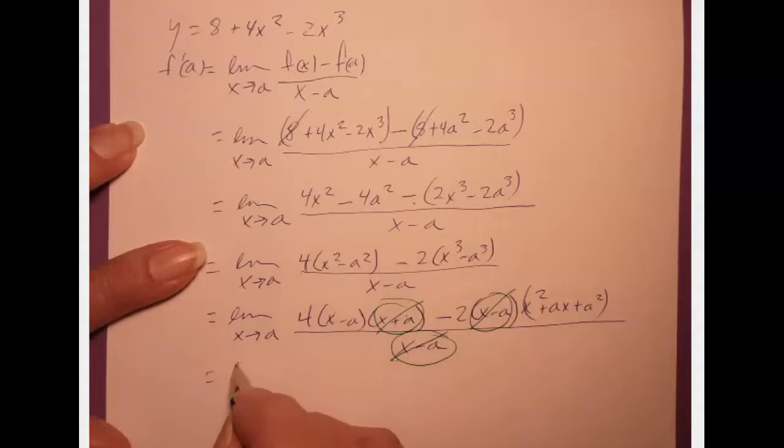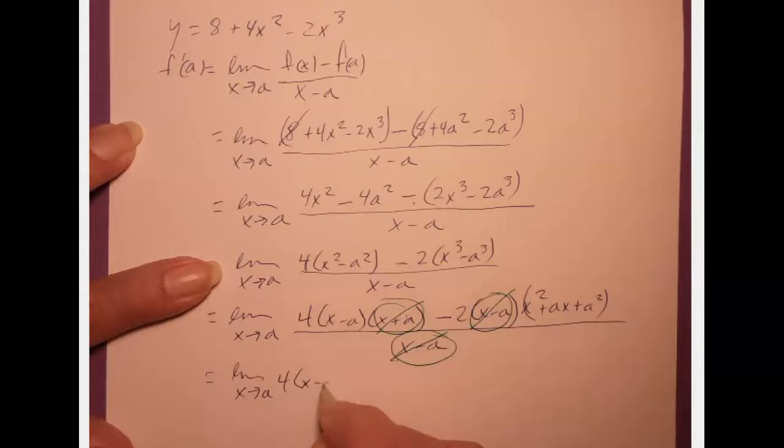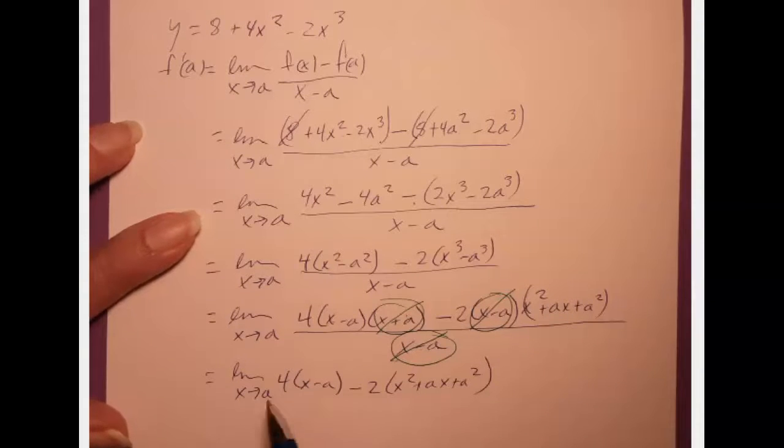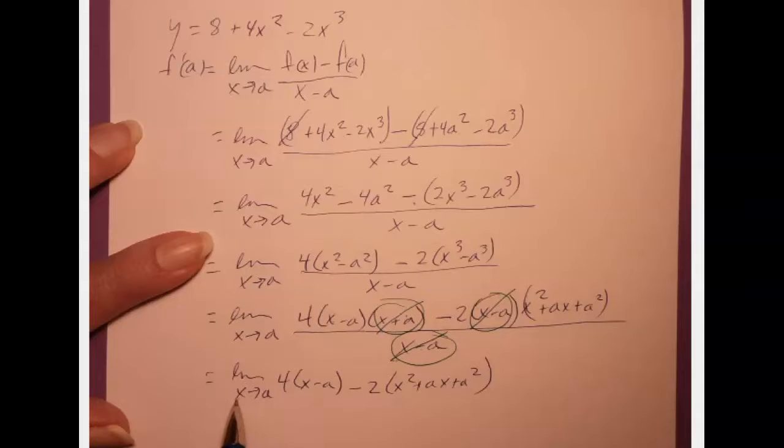So now we have the limit as x goes to a of 4 times x minus a minus 2 times x squared plus ax plus a squared. Now I'm ready to take the limit. Instead of putting in a number, I'm putting in a everywhere there's an x. That's what this says.